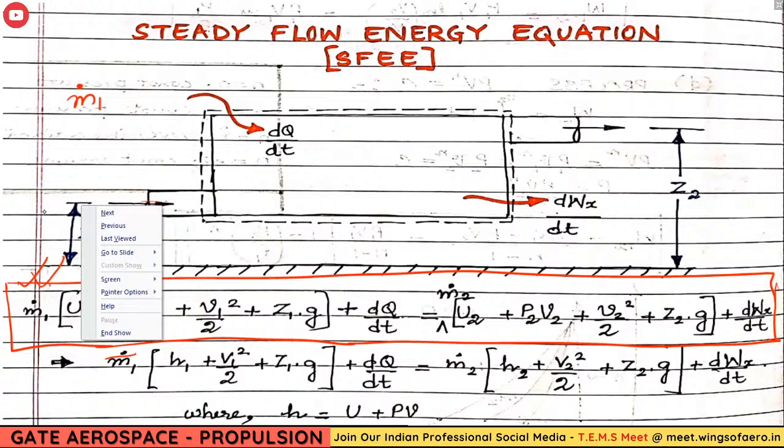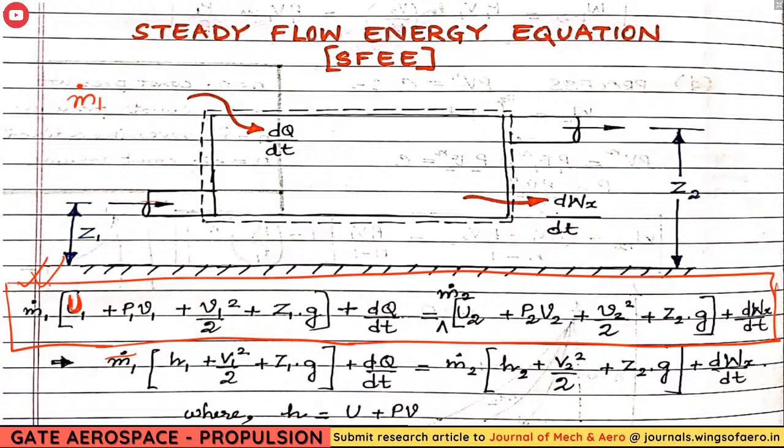So U1. What is U1 here? The internal energy. Exactly. U1 is the internal energy at point 1. Here we have point 2. Entering is point 1, leaving is point 2. So we are not looking into what process is taking place over here. We are just seeing, when it's entering, what is the internal energy, and when leaving, what will be the internal energy.